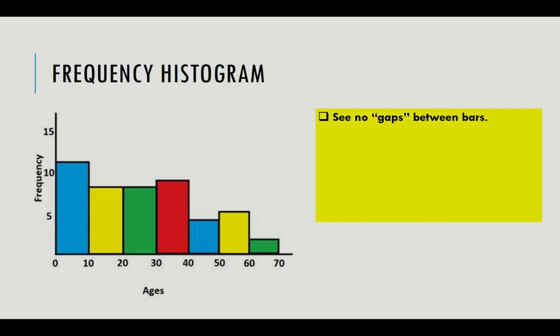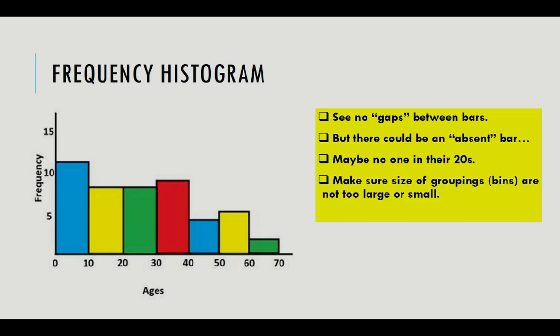I want to point out that in the frequency histogram, we see no gaps between the bars. So this is different than some other graphical constructs. But could there be an absent bar? Sure. What if I have nobody between the ages of 10 and 20? If nobody's between the ages of 10 and 20, then that bar would be absent. So, no one in their 20s? Well, that green bar would be absent, right?